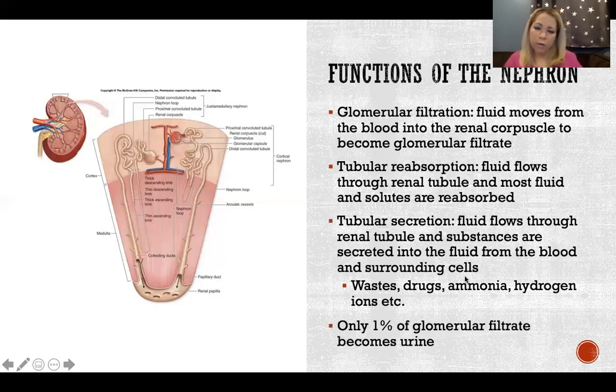And so only 1% of glomerular filtrate eventually becomes urine. Well, in a healthy, normally functioning person, about 1% of the fluid that is removed from the blood becomes urine. Again, if there's a problem with ADH, then we might be excreting a lot more than that.